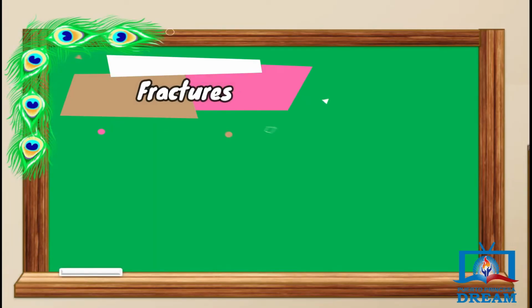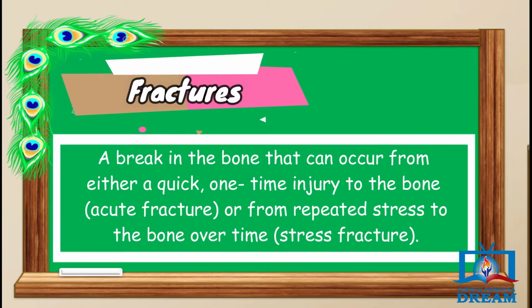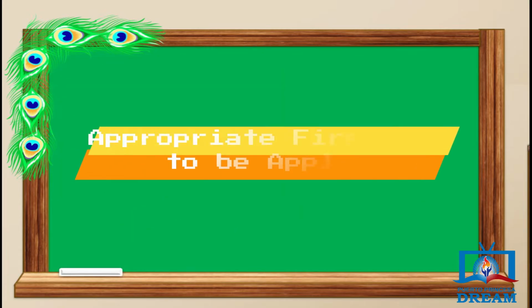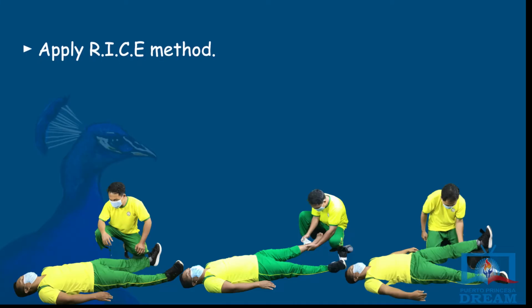Number 5. Fracture. It is a break in the bone that can occur from either a quick, one-time injury to the bone or acute fracture, or from repeated stress to the bone over time or stress fracture. Appropriate first aid. Apply RICE method.